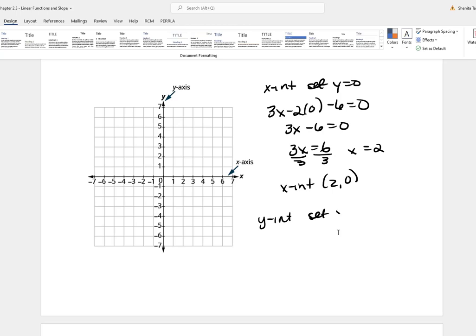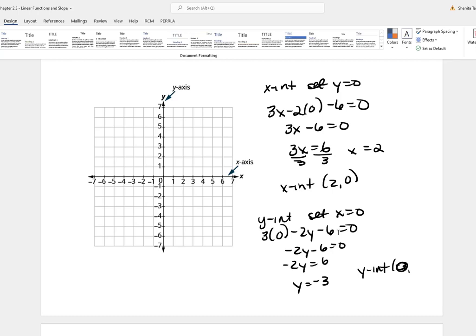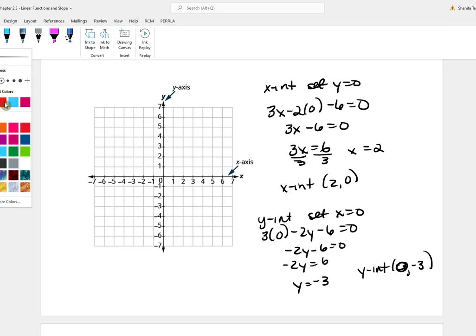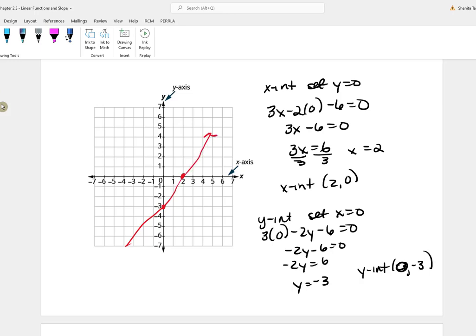To do the y-intercept, you set x equal to 0. We end up with negative 2y minus 6 is equal to 0. Add 6 to both sides. Divide everything by negative 2. Y is negative 3. Okay, so let's go ahead and plot those 2 points. We get 2, 0, and 0, negative 3. All right.